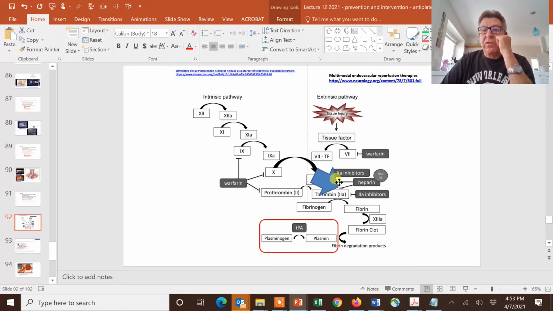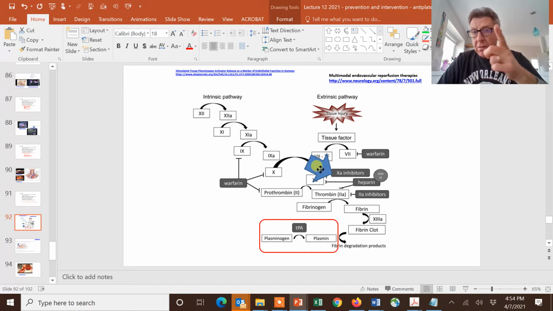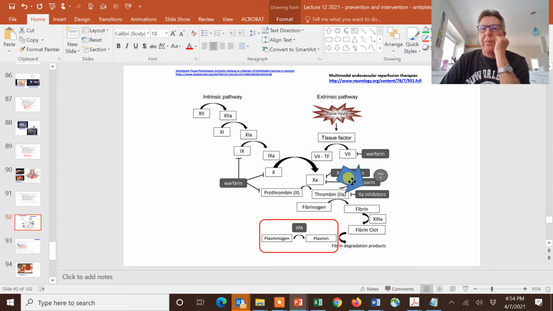We have all these different drugs that you can give to stop it. Warfarin we talked about, okay? Factor 10A inhibitors. Remember that was Xarelto. Johnson & Johnson, $1 billion, okay? And then we have the heparins, okay?